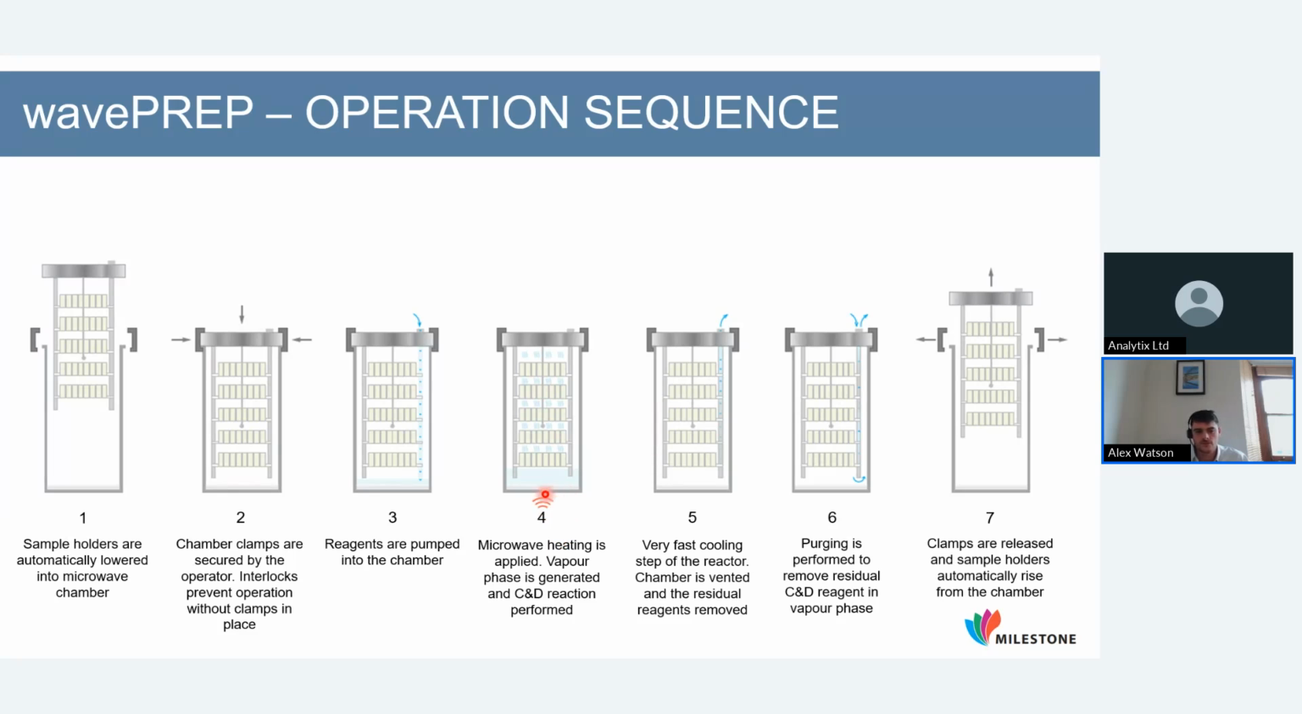After the run's done, we'll then do our rapid cooling of the reactor. The liquid C&D is pumped out. We'll then perform purging to remove any residual C&D vapor phase that's left. We'll then open the clamps and the system will automatically rise, bringing out our cleaved oligos ready for elution and downstream processing.